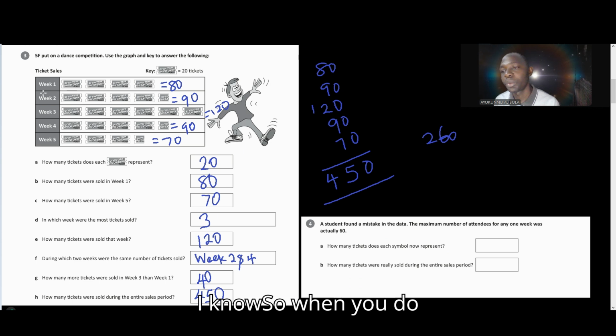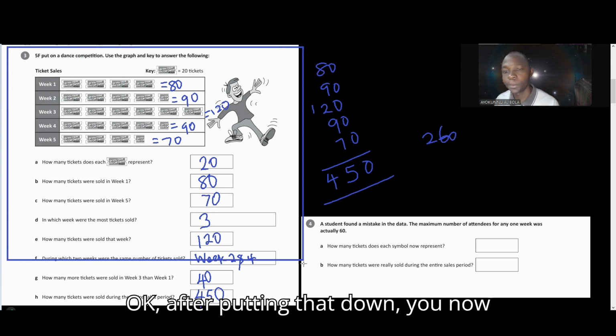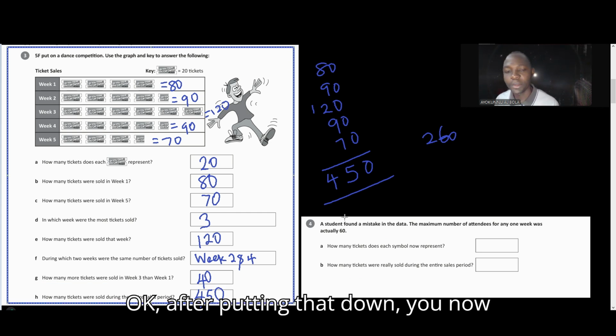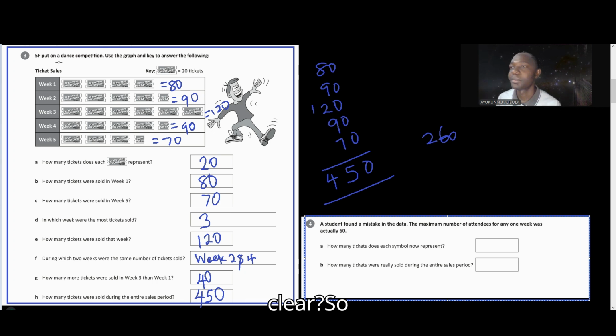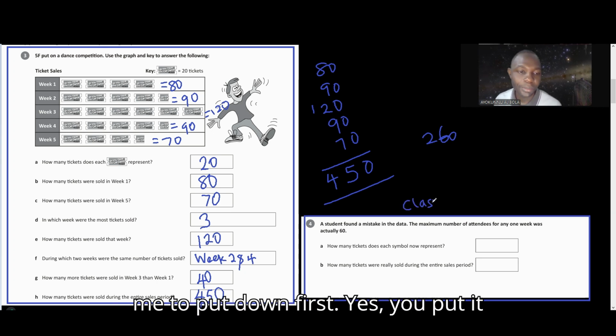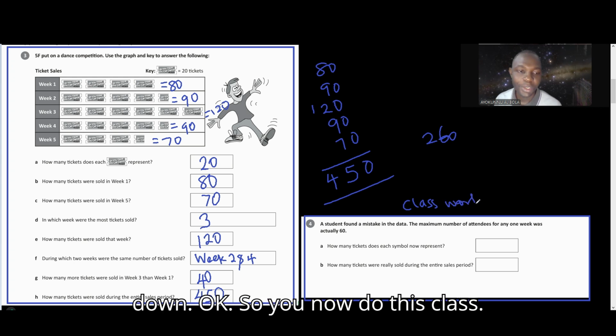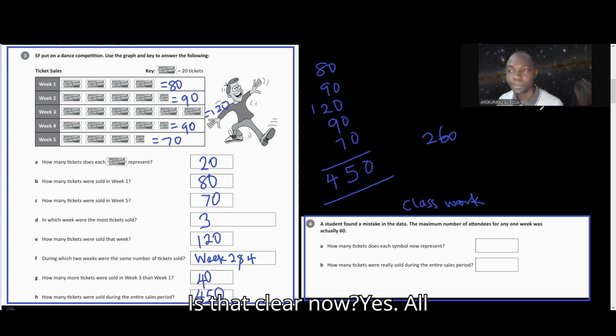So when you do this one, you put down all these details, okay? After putting that down, you now answer this one as classwork. Is that clear? Once you're through, you have to put down the graph first. Yes, you put it down, okay? So you now do this classwork. Is that clear now? Yes.